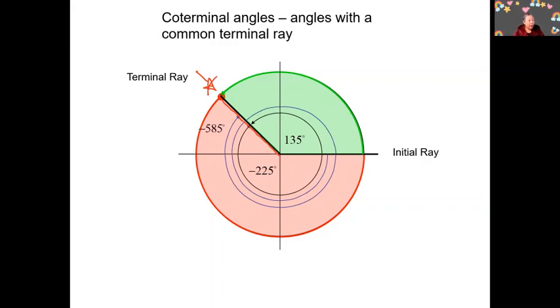Then what could be an algebraic way for us to calculate this angle measure? For example, let's call the original angle theta, right? Then for a positive coterminal angle, you can add 360, right?